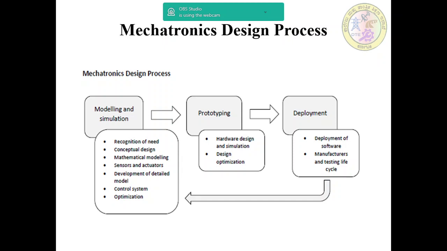And then this is the mechatronics design process. The mechatronics design process consists of modeling and simulation, prototyping and then deployment. In modeling and simulation, several stages occur, that is recognition of the need, conceptual design, mathematical modeling, sensors and actuators, development of detailed model, control system, and finally optimization.